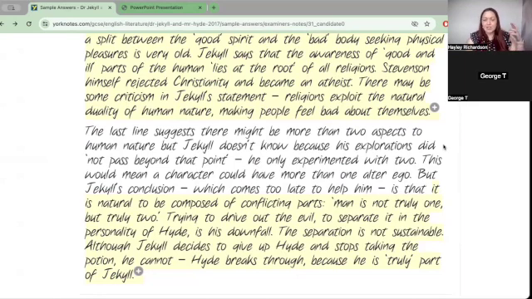The writer of the essay has used their language so well there. So I'm just going to say that again. But Jekyll's conclusion, which comes too late to help him, is that it is natural to be composed of conflicting parts. I love it. Man is not truly one, but truly two. Trying to drive out the evil, to separate it in the personality of Hyde, is his downfall. The separation is not sustainable. Although Jekyll decides to give up Hyde and stops taking the potion, he cannot. Hyde breaks through because he is truly part of Jekyll.